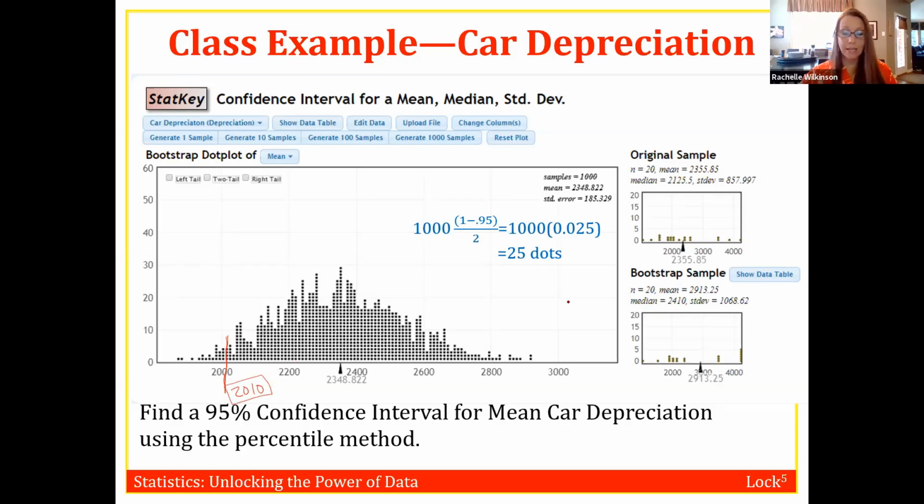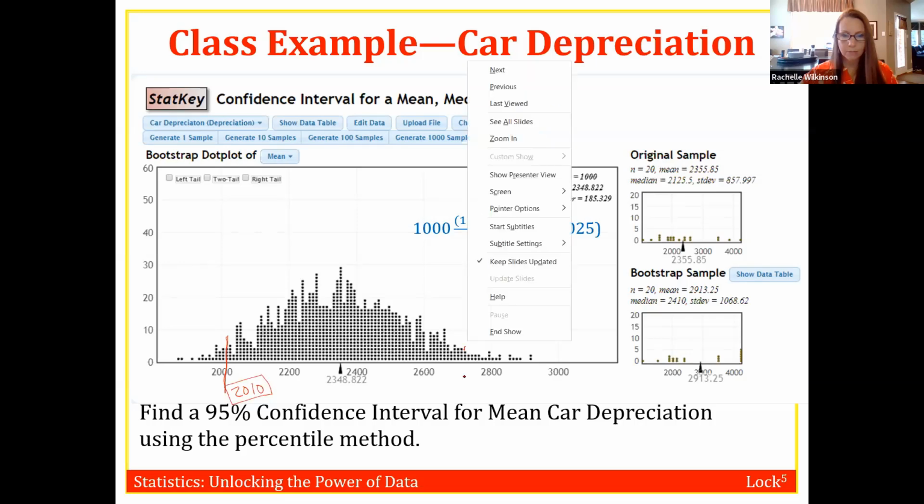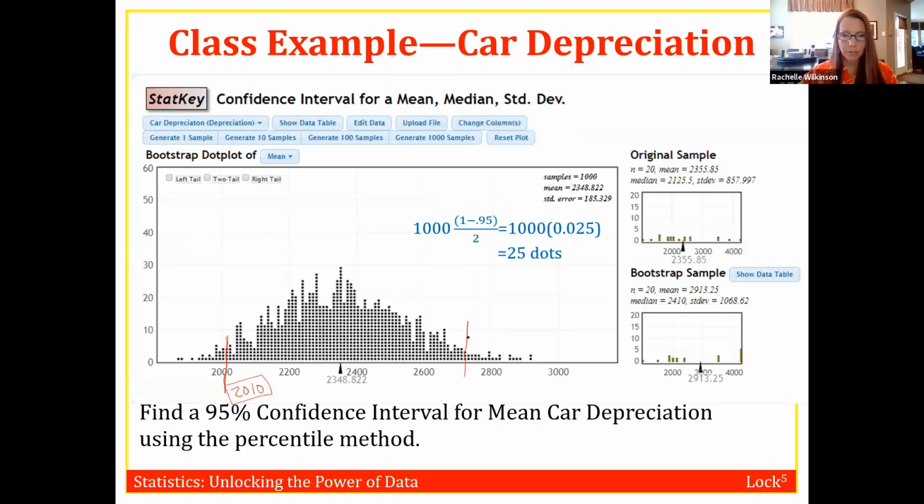Now I'm going to do the same thing, but coming from the right. So I'm going to count over 25 dots. 1, 2, 3, 4, 5, 6, 7, 8, 9, 10, 11, 12, 13, 14, 15, 16, 17, 18, 19, 20, 21, 22, 23, 24, 25. Okay, so I'm going to draw another line there. And again, where that line crosses the x-axis is where I'm going to call my value.